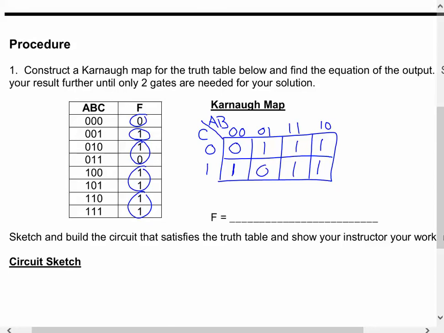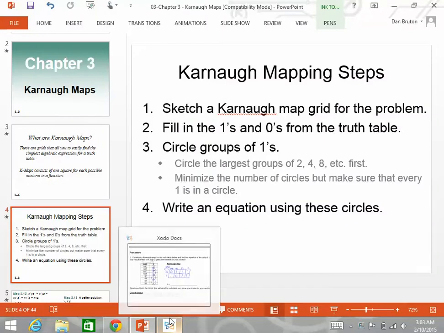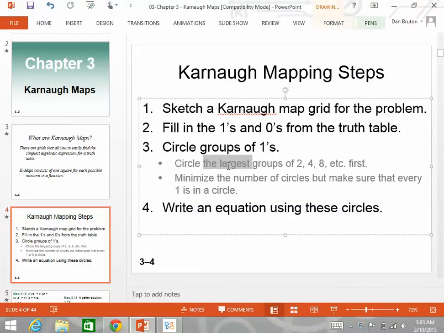So let's go back to those rules in the PowerPoint where I was a moment ago. We want to circle groups of ones, and here are the rules. We want to circle the largest groups possible, and we're only allowed to do groups of 1 by itself, or 2, 4, 8, 16. They can only be that size, and they can't be diagonal. So you can't circle groups of 3 or 5 or anything like that. It's got to be 2, 4, 8, 16, 32, etc.